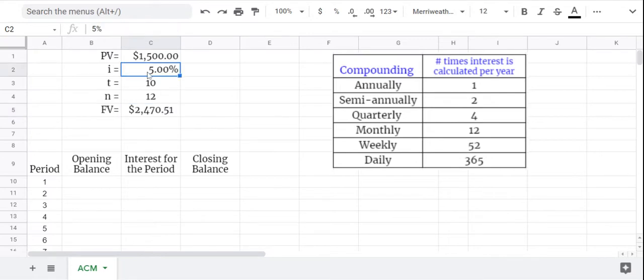So let's change these one last time and imagine that our rate of interest is 6.5%. When I press enter, that updates. So if we had $1,500 at a rate of 6.5% compounded monthly for 10 years, it would grow to 2,868.28. Pretty cool.